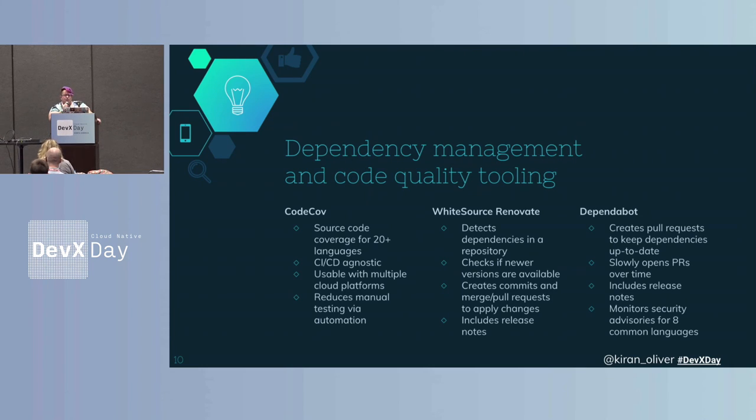Dependabot also creates pull requests to keep dependencies up to date, and it will slowly open PRs over time, unlike Renovate, which can open about 12 at a time. And in contrast to Renovate, Dependabot will tell you release notes as well, and it will also monitor security advisories for 8 common languages. So, as I said, apples to different kinds of apples.